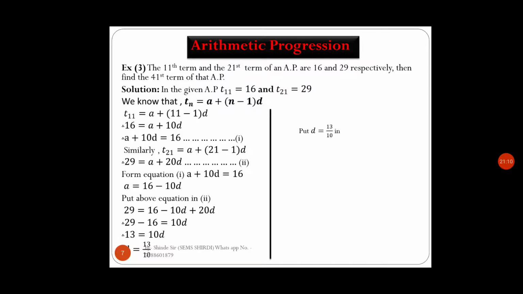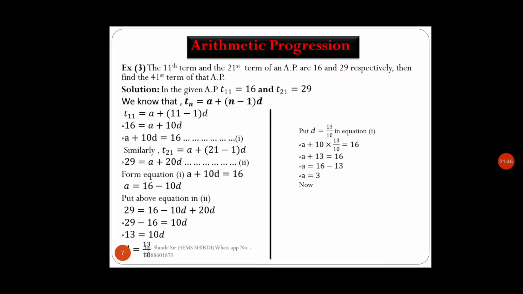Now to find the value of a, we substitute the value of d in equation number 1. Put d is equal to 13 upon 10 in equation number 1. Equation 1 becomes a plus 10 into 13 upon 10 is equal to 16. Here 10 will be cancelled. Therefore a plus 13 is equal to 16. Therefore a is equal to 16 minus 13, so a is equal to 3. Now the first term is 3 and the common difference is 13 upon 10.